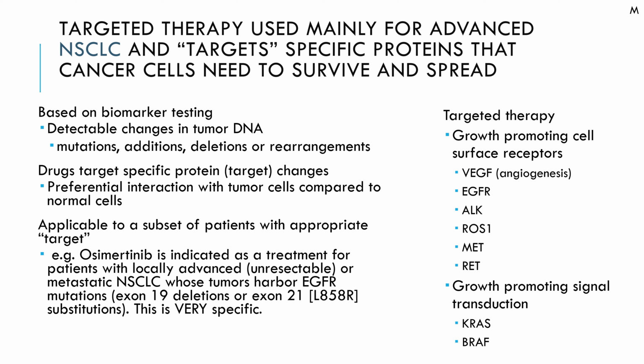With that said, I did want to call out a few of the genes. I do this not because I expect you to remember it, but just because repetition and exposure as we go into these topics I find to be very helpful. So with targeted gene therapy, we have growth-promoting cell surface receptors, VEGF, EGFR, ALK, ROS1, MET, RET, and the growth-promoting signal transduction, KRAS, and BRAF. So with that, I'll hand it back over to Paul.